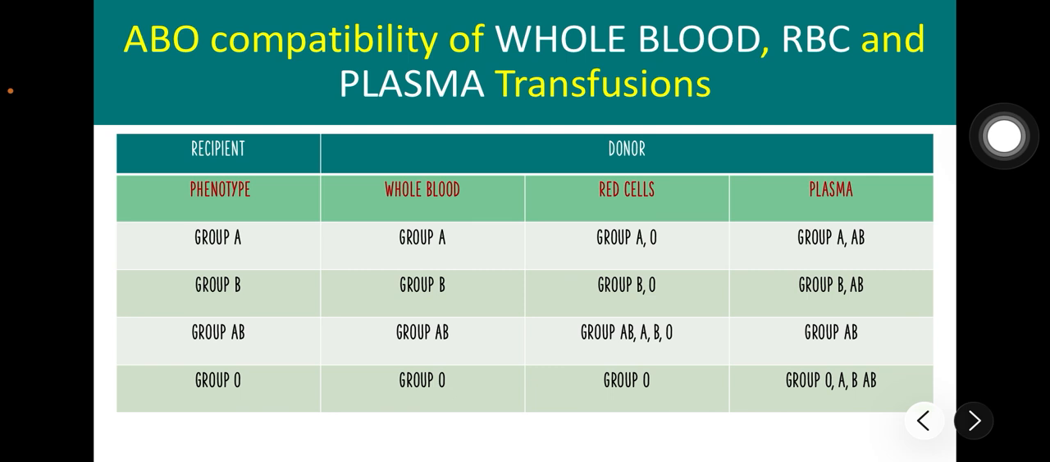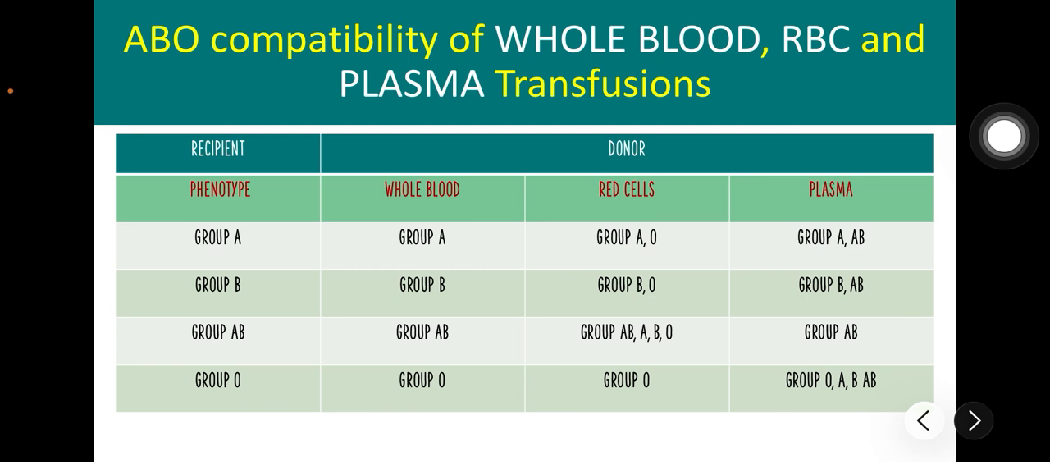For plasma compatibility, it is the exact reverse of RBC compatibility. Here, the goal is to ensure that the donor's antibodies, which are found in the plasma, do not attack the recipient's red blood cells. So donor plasma must be compatible with the ABO antigens on the recipient's red cells. Group AB plasma contains no anti-A or anti-B antibodies, making it safe for any recipient. Because group O red cells have no A or B antigens, they cannot be attacked by any ABO antibodies, making group O individuals the universal recipients for plasma.